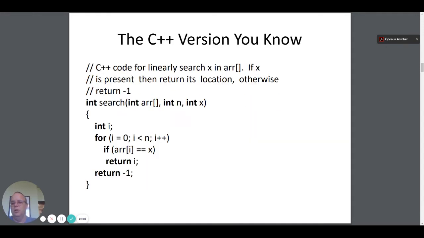So here's the C++ version that you're probably comfortable with. You're going to return an integer, which is where you found the particular item. You are searching through an array of integers. In this case, the size of the array is n, and x is the item that you're looking for. You basically do a loop that's the size of the array. If the array at that index is equal to what you're looking for, you return the index. Otherwise, you return -1, which would indicate that you didn't find it in the data structure that you were looking through.